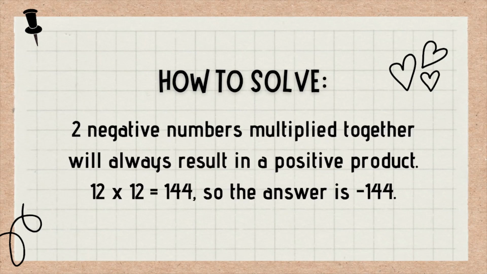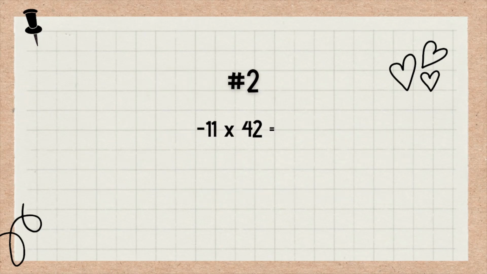Okay, so next question. Question number 2. Negative 11 times 42. So that is a negative number times a positive number, and our rule for that is n times p will always equal n. So the product of this will always be a negative number, just like the first question. So now that we know that, all we need to do is 11 times 42.